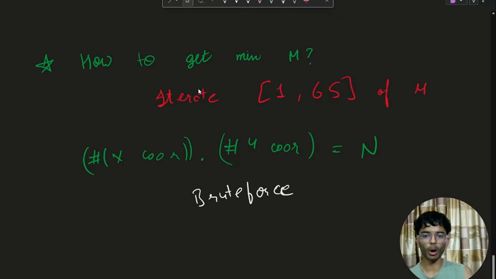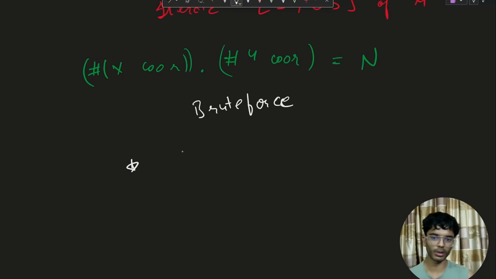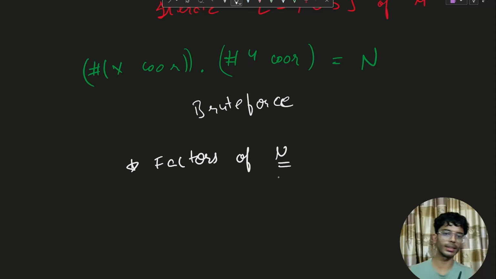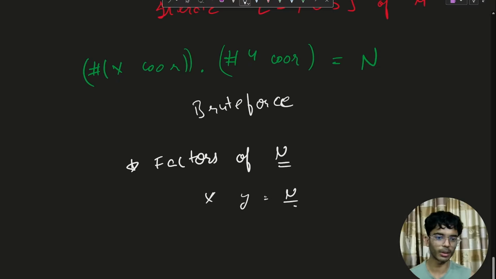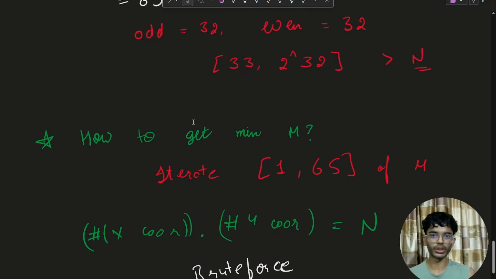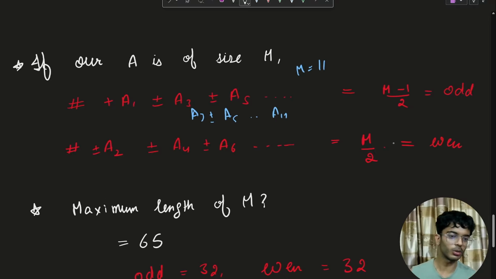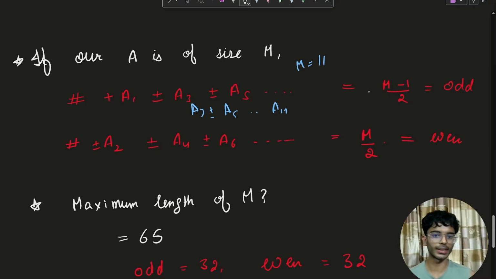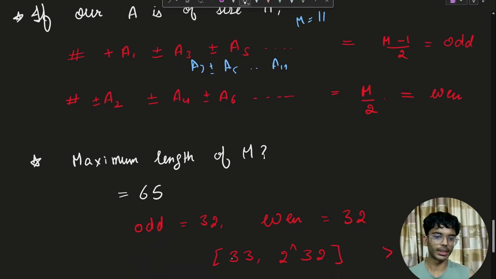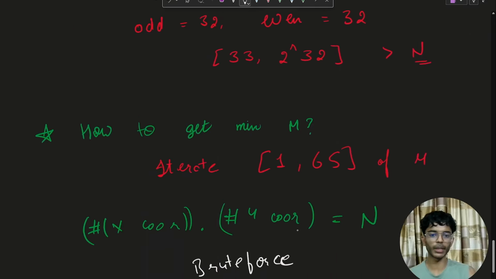We'll run a loop over all the factors of n, and we'll see that these factors, let's say it is x into y, right? Like if x is a factor, then y would be nothing but n upon x. So do these x comma y satisfy this condition? That is, do they come in between m minus 1 by 2 comma m by 2, like 33 or 2 raised to 32, right? Do they come in between them or not?